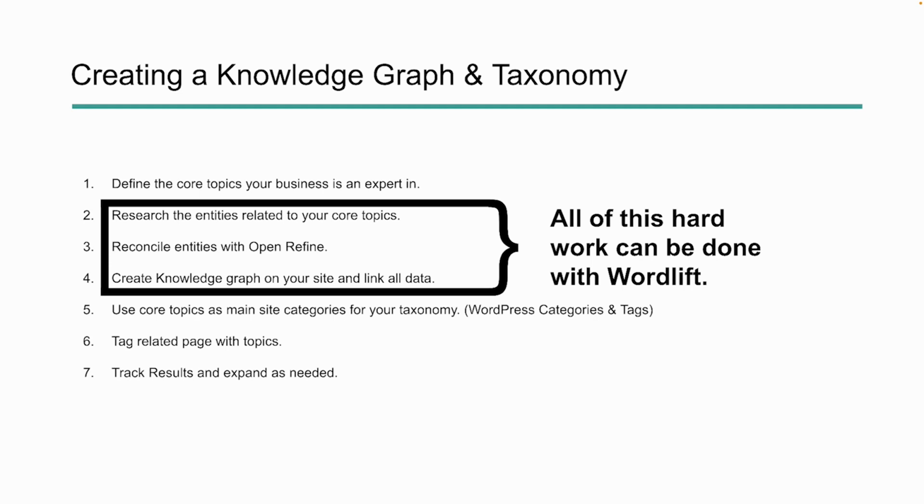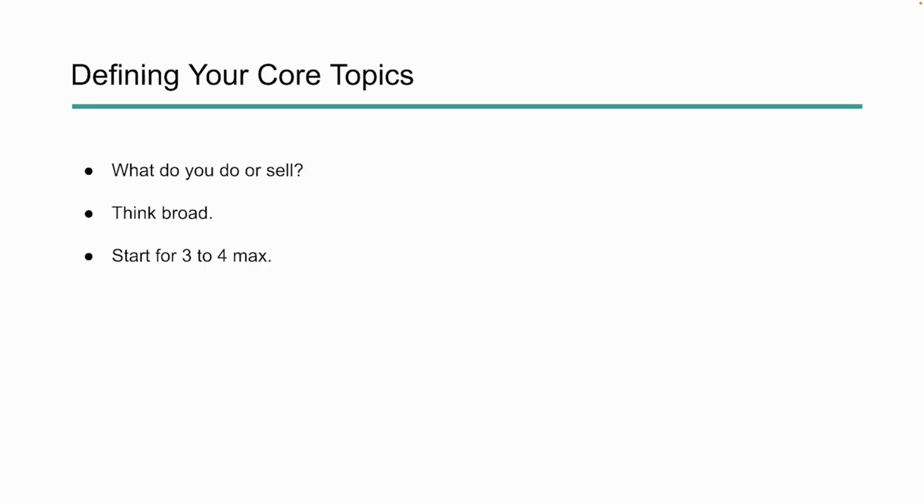Maybe we need to add more entities. Maybe we need to add another level of tagging within our taxonomy to help describe a certain section more than another. So let's talk a little bit about how we can do this.